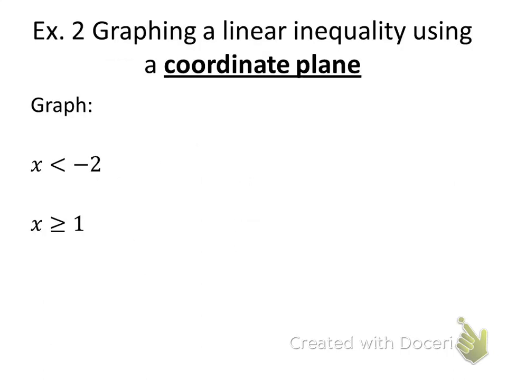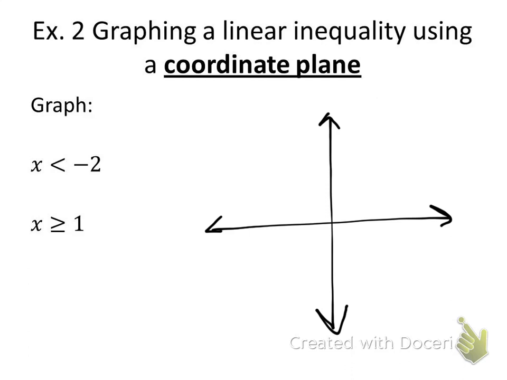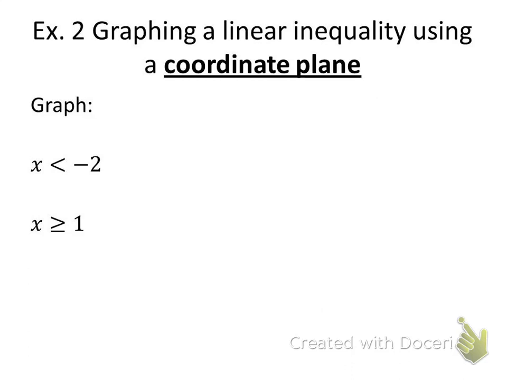Now, what they want us to do is graph the inequality using a coordinate plane. See how I have clearly specified what I want you to graph it on. Now, if you remember, a coordinate plane means I have a y-axis and an x-axis. You may say, well, how am I going to graph x is less than negative 2 on a coordinate plane? I'll show you. First of all, there are some things you need to know.